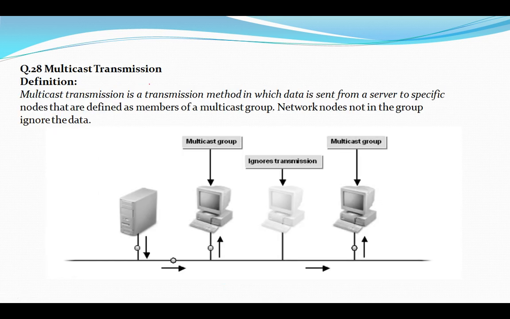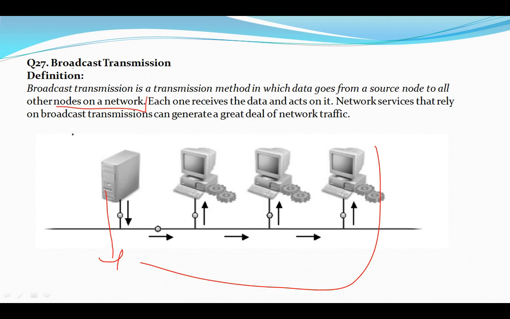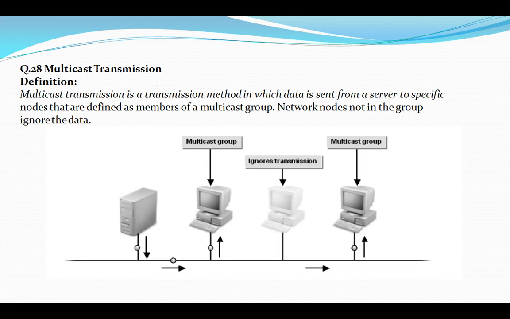Now, multicast transmission. See, here I told you it's not a group. It will go to all for broadcasting. But in multicasting, it goes to the multicast group only. If you have a group and in that group you have 10 computers, that data will go to those 10 computers only. And if you have more than 15 computers and five computers are not in that group, those five computers will not receive any data from this one. It will go to the 10 computers only. So this is called multicast transmission.